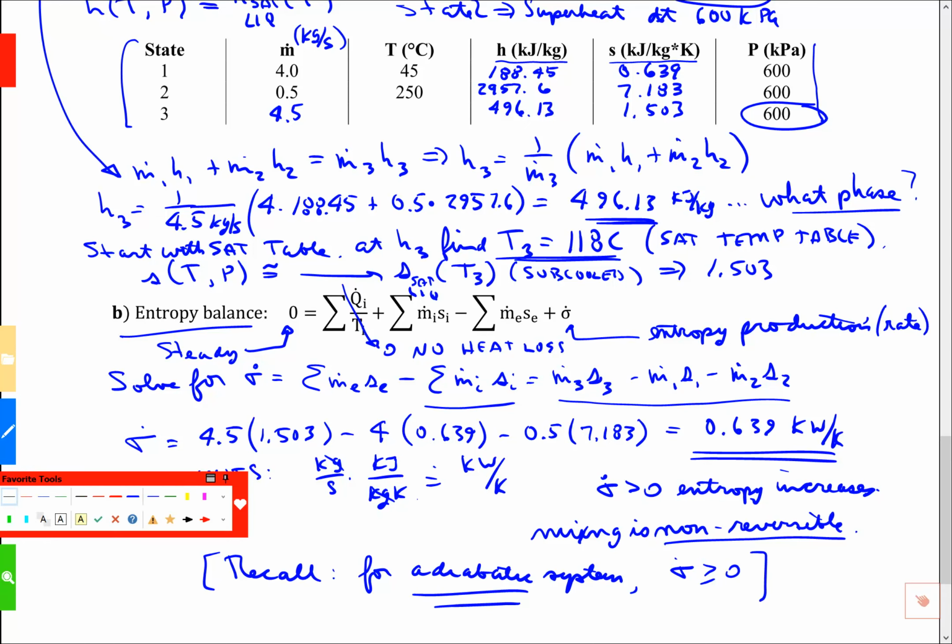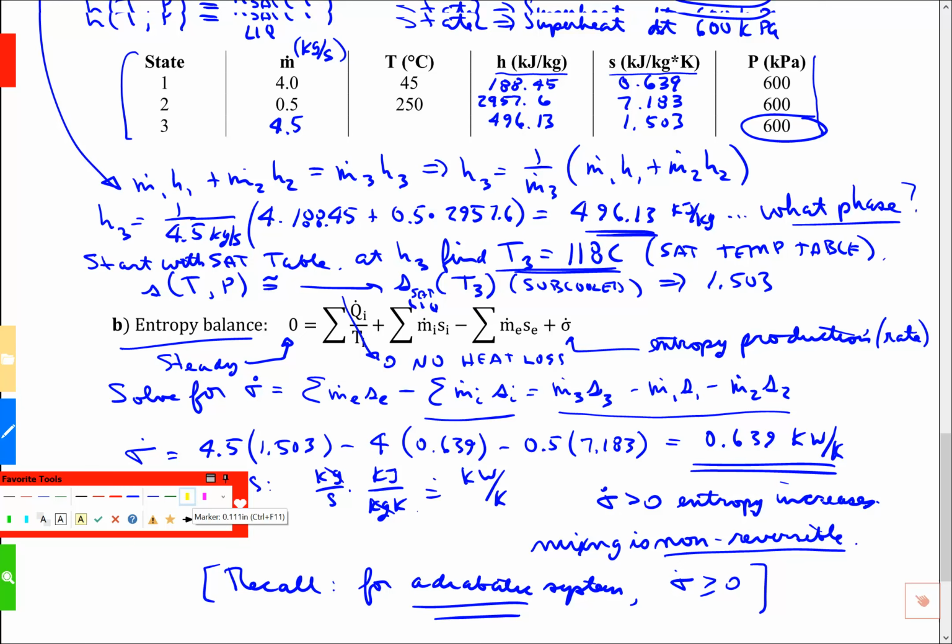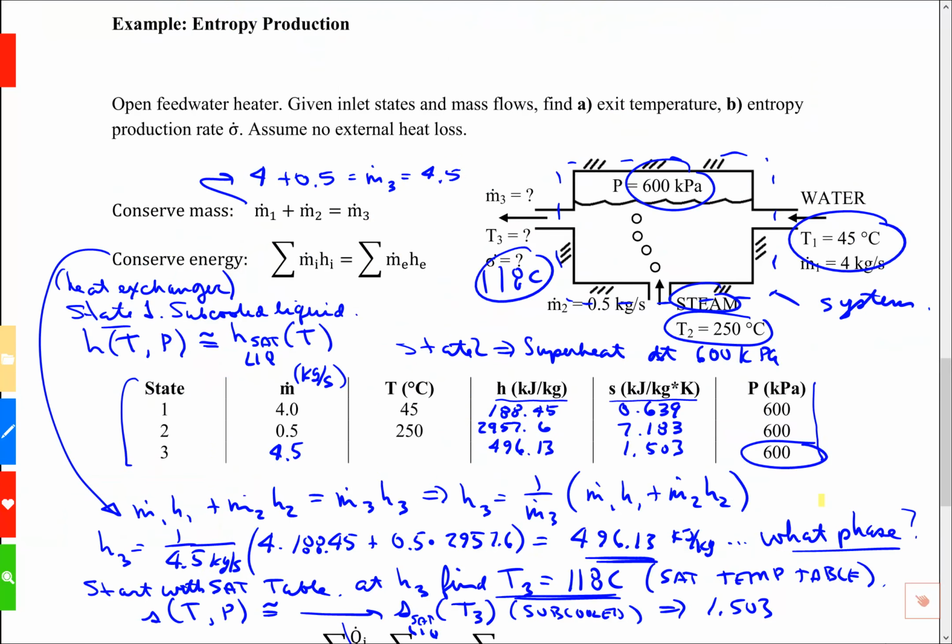All right, let's recap. We're looking at a feedwater heater. We're asked to find the exit temperature and the entropy production rate. We had to find some states. If the state was subcooled, we're going to use the approximation that we can find the enthalpy and the entropy by looking at the saturated liquid condition at the correct temperature, and we're ignoring the pressure. We also use a superheat table to find state 2.